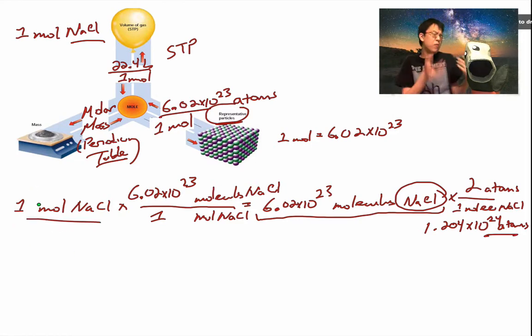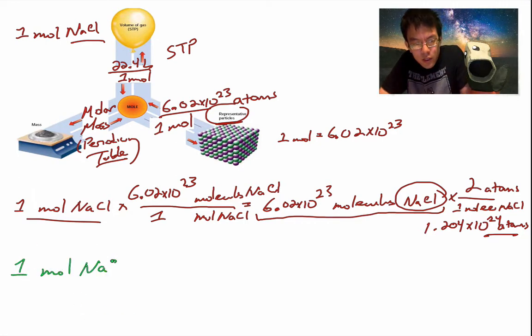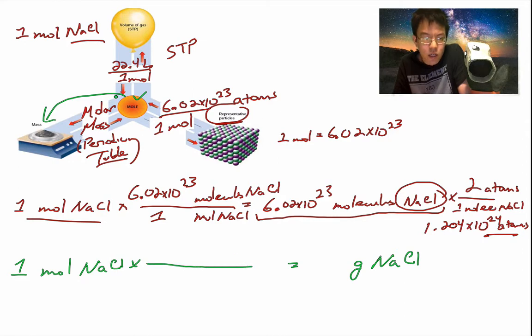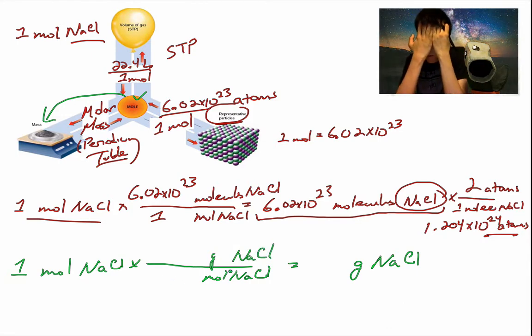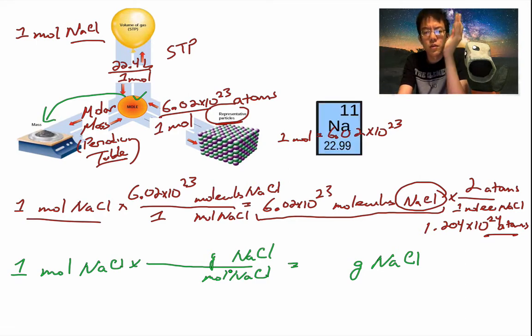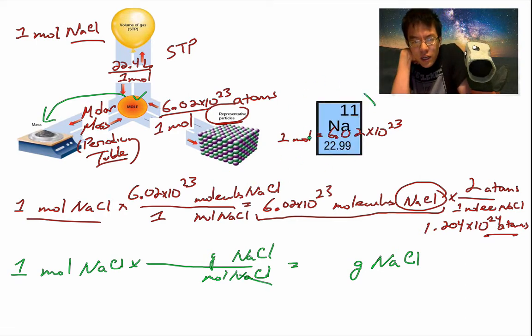Now let's think about something else. What if I want to know how much 1 mole of NaCl weighs? Again, I'm going to start with 1 mole of NaCl. I've got to get to the mass, so I've got to use the molar mass. I'm trying to get to grams of NaCl. To get here, I want to cancel my moles of NaCl, and I need to know how many grams of NaCl are in a mole. That's when I need to look back at the periodic table. I see Na here, and this 22.99 tells me how many grams of Na are in 1 mole of Na.